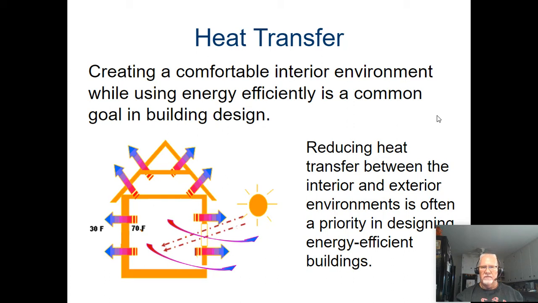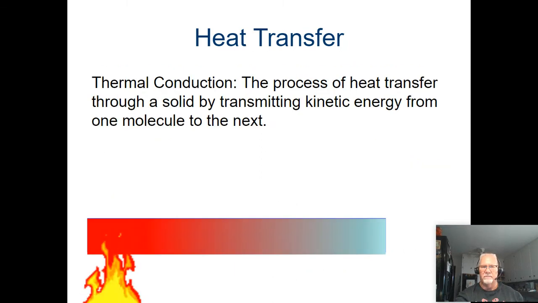So if we create a comfortable environment, we want this to be efficient as we're designing our home, and we want to reduce the heat transfer between the interior and the exterior. And you can probably guess by now, we do that with airtight windows and doors and good insulation.